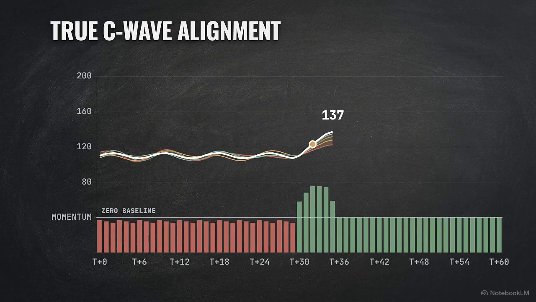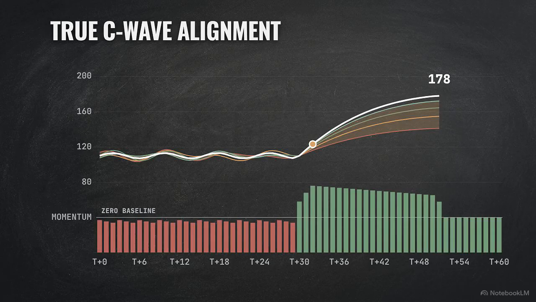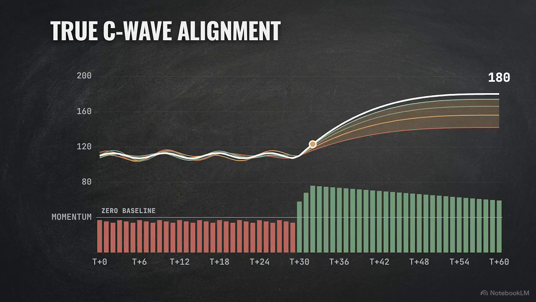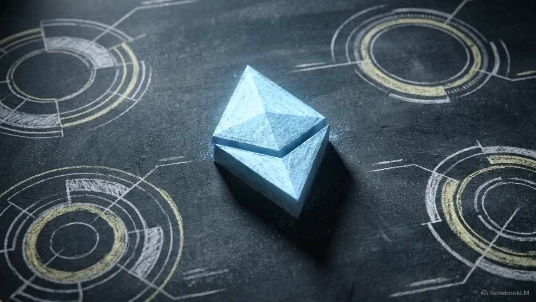The second requirement is the velocity cross, tracking the speed of expansion relative to the pullback. On the subchart, the momentum histogram must snap from a decaying pullback color and cross forcefully over the zero baseline into high-volume trend colors. The timing is specific. The structural uncoiling of the averages and the histogram's velocity cross must occur on the exact same price candle. When these two systems lock together, the algorithm identifies the move as a confirmed true C wave.